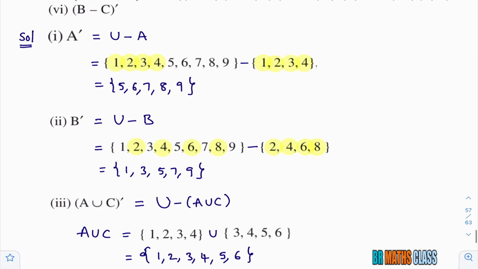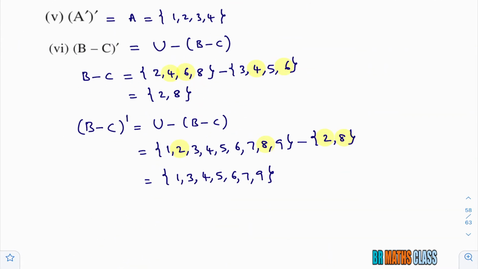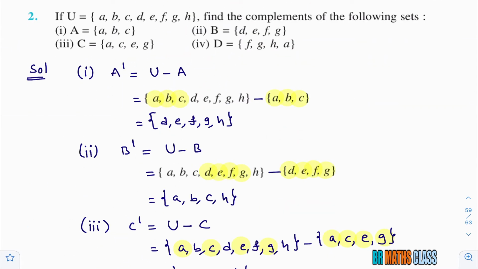Actually it is very easy. Now let's move to the second question. You observe here what they given. Universal set is given. Find the complements of the following sets. This is similar to the last problem, so I'll try to explain this quickly. They given set A, they are asking to write its complement, A dash. What is the A dash formula? A dash formula is U minus A. First I wrote the universal set, minus set A.